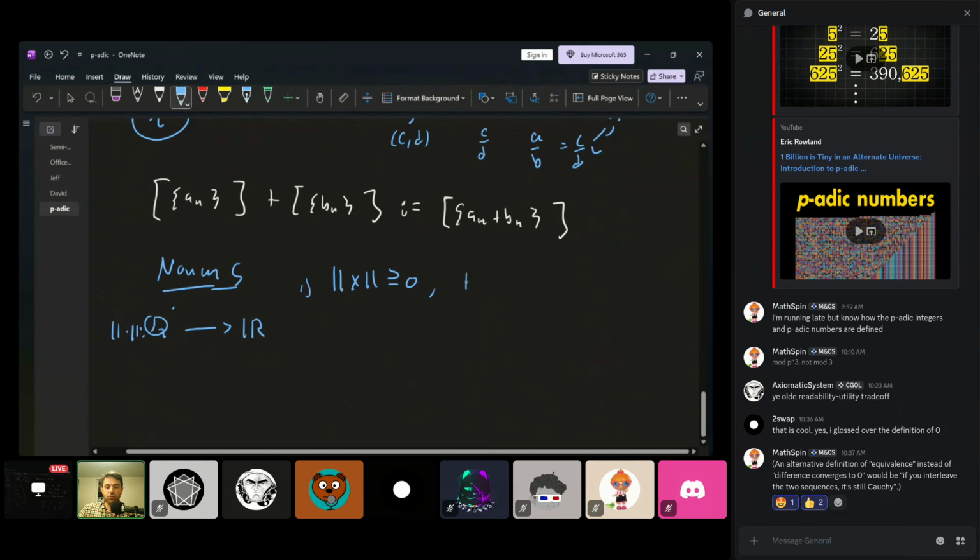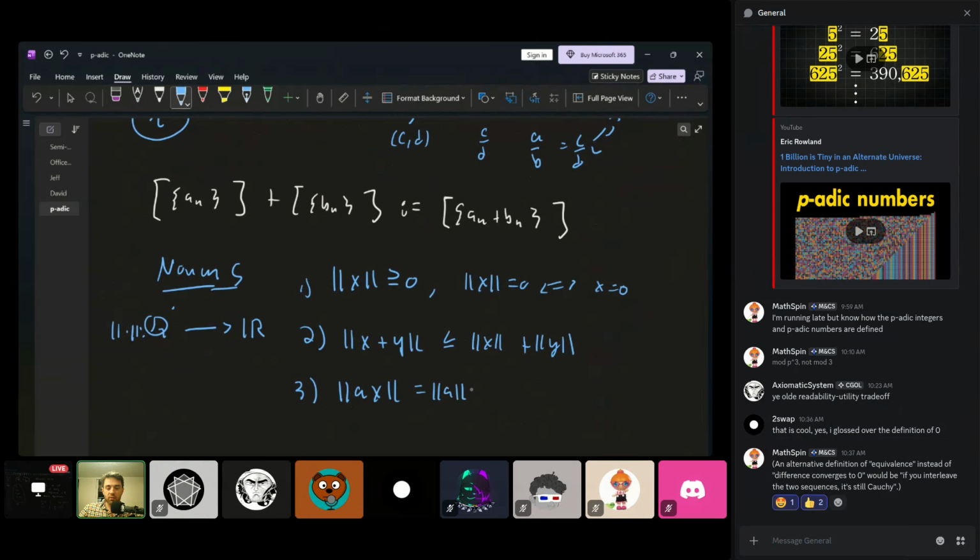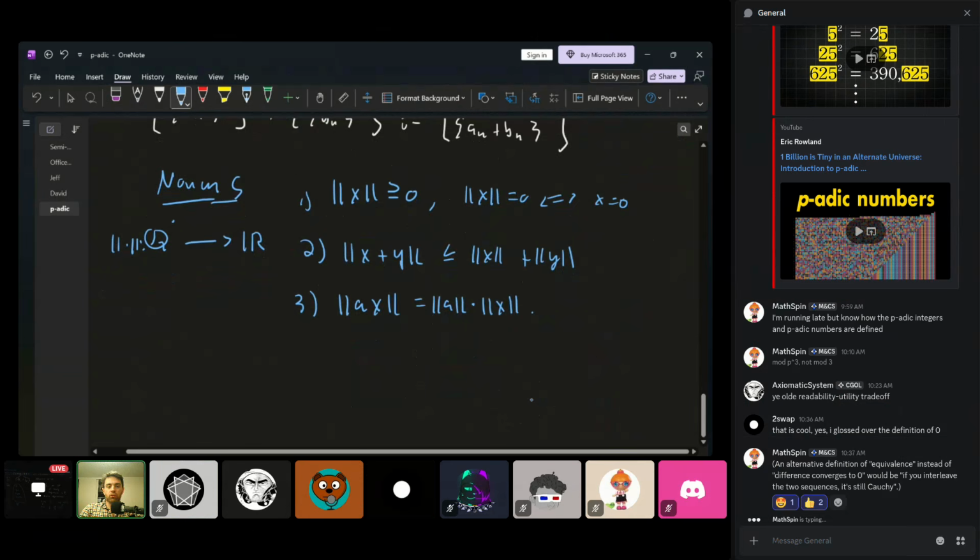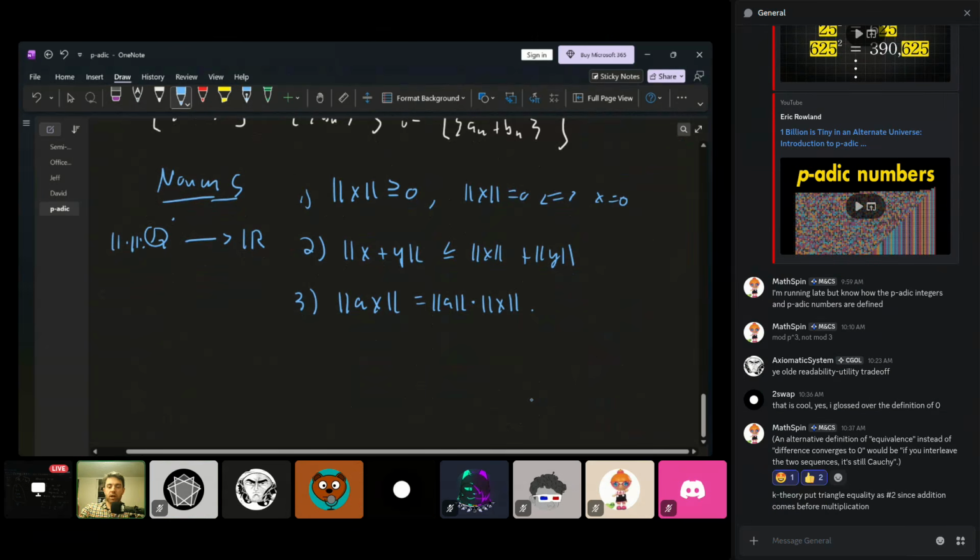We want it to be non-negative, and we want it to be 0 if and only if x is 0. We want it to obey the triangle inequality. Normally we put that one last, so I don't know why I put it as number 2. And we'd like it to be multiplicative, so the norm of ax will be the norm of a times the norm of x. And so we can ask, are there other interesting norms on the rational numbers that we haven't considered here?